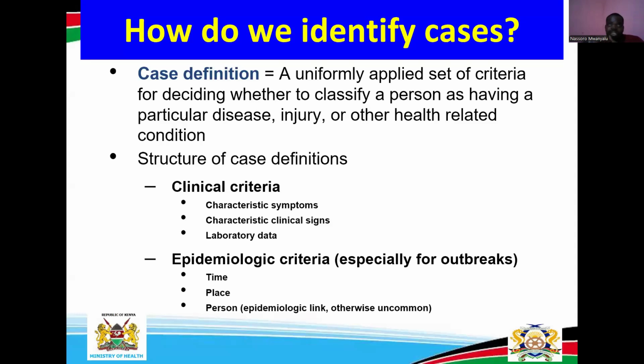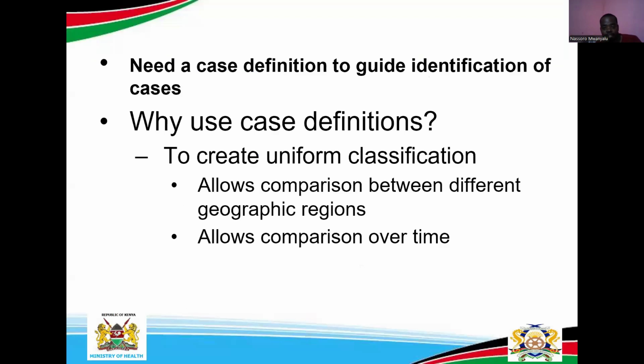When we talk of time, during the initial time of COVID-19, I will still dwell on COVID-19, we said that a person presenting with this and with a history of travel from China between this date and this date. So that was the epidemiological criteria coming in. Then we talk of place. We had China. So that's how you come up with a case definition.